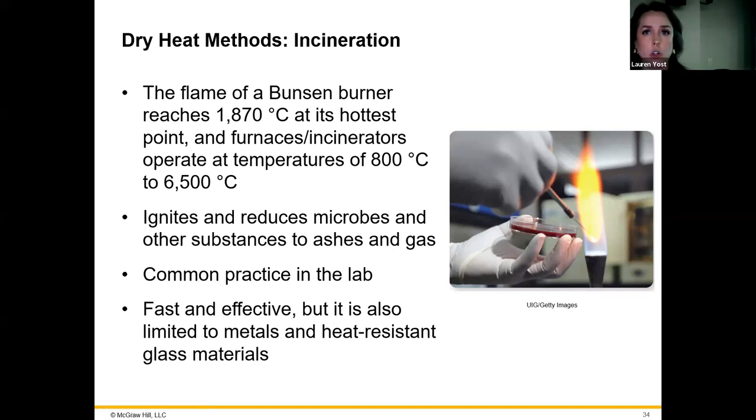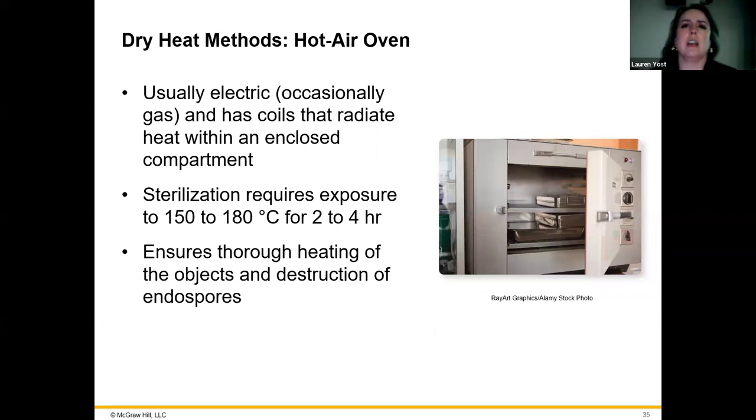Now we have incineration. This is also going to be able to sterilize. We have Bunsen burners like we use in lab. They're going to reach a hottest of 1870 degrees Celsius. And then we have certain furnaces and incinerators that might operate anywhere from 800 degrees Celsius up to 6,500 degrees Celsius, depending on how quickly you need something to burn. So we'll ignite and reduce those microbes into ash and gas. That's pretty much where they're going to go. And that's going to be a total chemical process. It really is chemistry at its finest, honestly. We use this in lab, but certain materials can't handle that high of heat, so it has to be things like certain heat resistant glass, and metal does well with it.